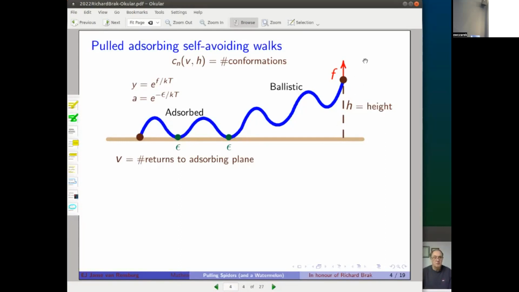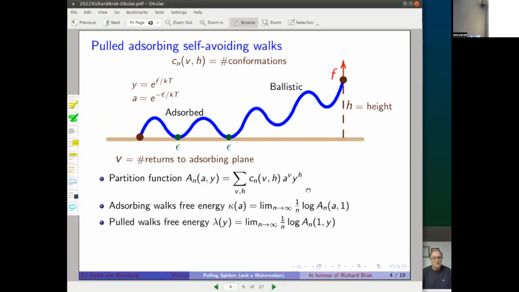So these are pulled adsorbing self-avoiding walks, and the number of conformations of such walks I will indicate by c_n(v, h), where v is the number of visits to the adsorbing plane, and h is the height of this endpoint. And I will introduce two activities, y and a, which are related to the pulling force f and to the binding energy epsilon. And what we'll do is we'll put together a partition function, which is the sum of all the states weighted by the appropriate Boltzmann factors here. So a^v, y^h.